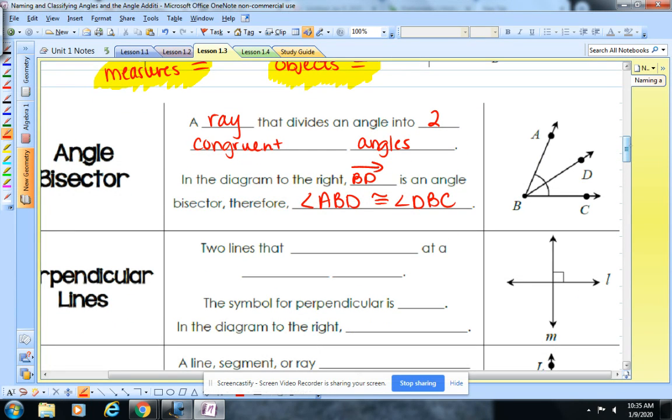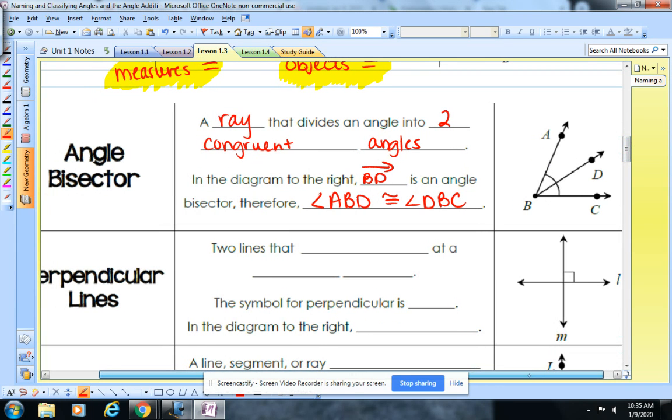Okay. Now we got a few more terms to look at real quick. The next one is perpendicular lines. We know about perpendicular lines, right? What's something we know about lines that are perpendicular? They intersect, and when they intersect, what do they make? Right angles. That's exactly what it is. So perpendicular lines are two lines that intersect to form right angles.